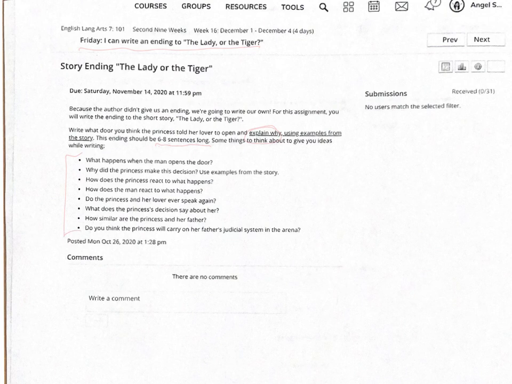So what happens when the man opens the door? Is it the lady or the tiger? And then why did the princess make this decision? How does the princess react? How does the man react? Do they ever speak again? What does the princess's decision say about her and her character?